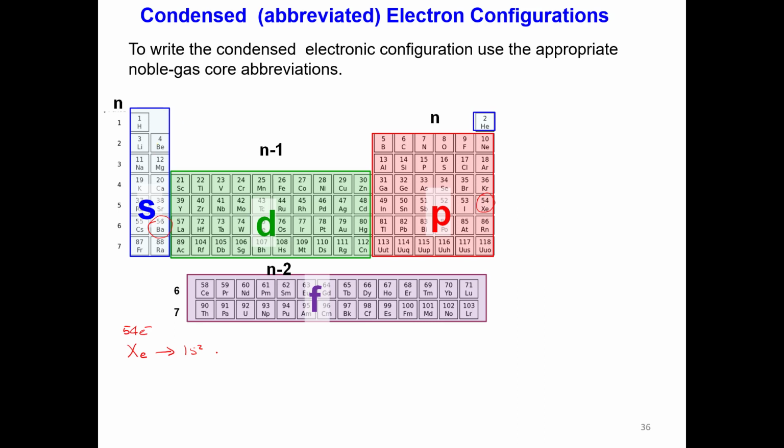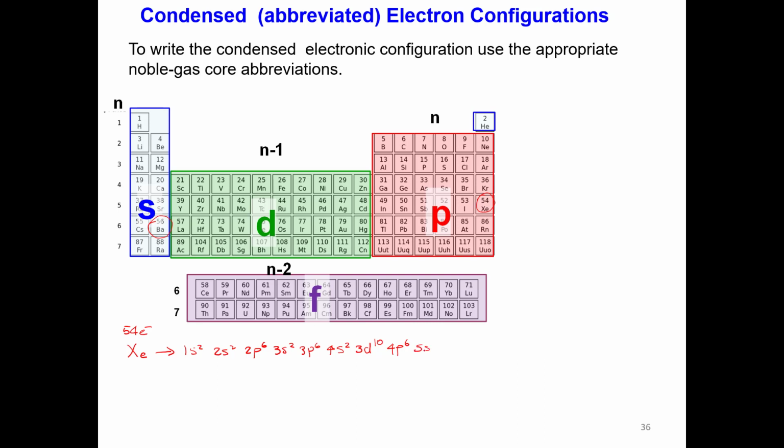Next is 2s2, then 2p6. Move down, 3s2. Here 3p6. Down, 4s2. Here we know it's now level 4, so 3d10. And we need to move here. Now it's again 4p6.